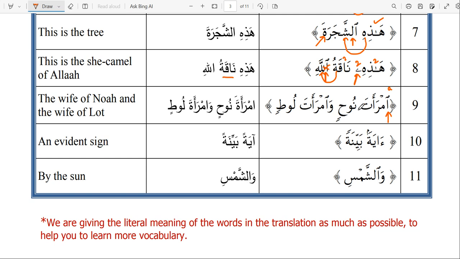Imra'ata Nuhin wa imra'ata Lut. So I'm completely omitting hamzatul wasl. Imra'ata Nuhin wa imra'ata Lut. So that's how you continue your recitation. That is the job of hamzatul wasl, to tell you please do not discontinue your sound of recitation whenever you see me in between the words. So it is the wife of Nuh and the wife of Lut.